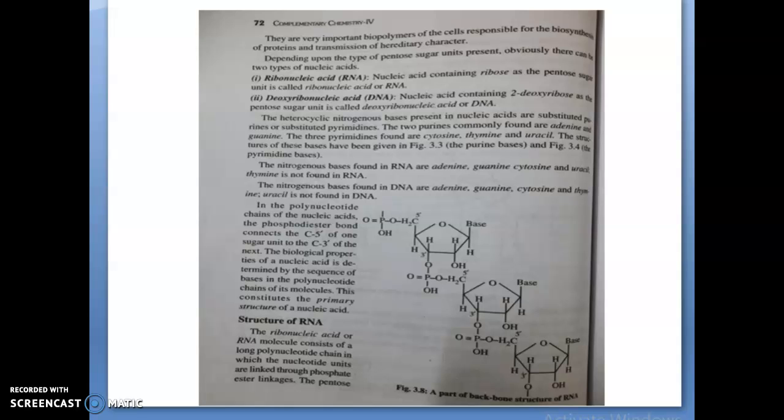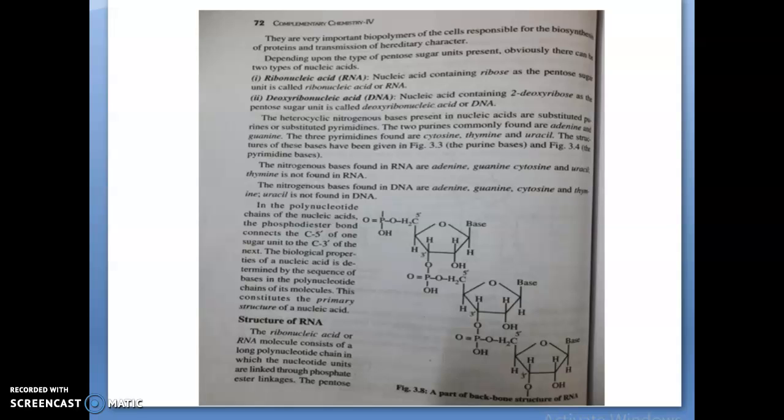Depending upon the pentose sugar present in nucleic acid, it can be divided into two types. One is ribonucleic acid, in which the pentose sugar present is ribose, known as RNA, and the second is deoxyribonucleic acid, DNA, in which the pentose sugar present is 2-deoxyribose. The heterocyclic bases present in RNA are adenine, guanine, cytosine and uracil. Here thymine is not present in RNA. The nitrogenous bases found in DNA are adenine, guanine, cytosine and thymine. Uracil is absent in DNA.